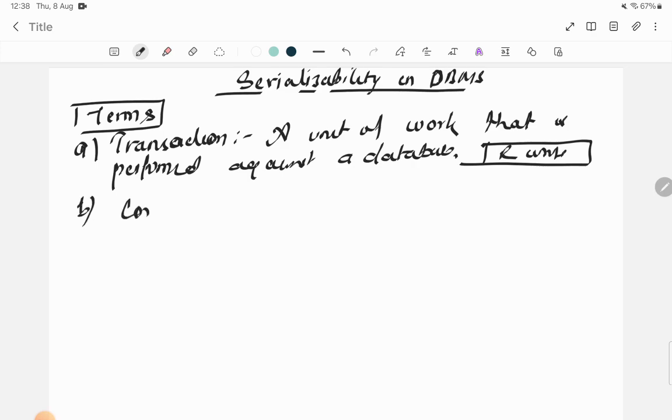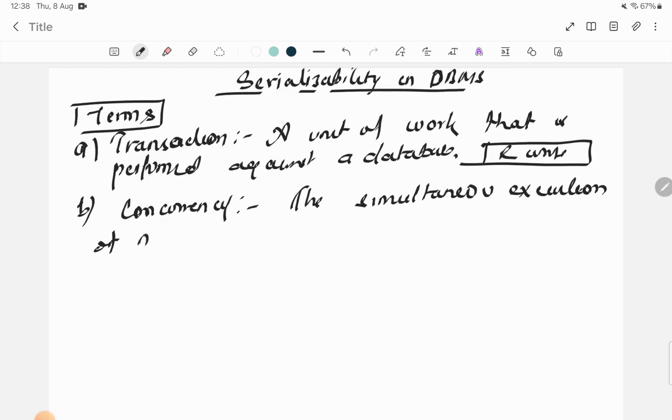The next term is concurrency. What is concurrency? Concurrency is the simultaneous execution of multiple transactions. As we observed in the previous video, we had two transactions, T1 and T2. T1 was changing the value of x to 100, and at the same time T2 was trying to read, and sometimes T2 was trying to update. So this is called concurrent, that is, simultaneous execution of multiple transactions.